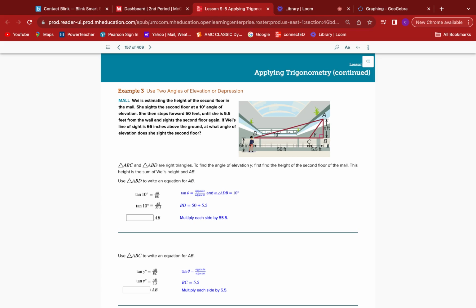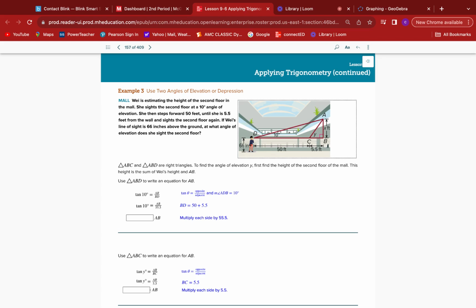All right, Way is estimating the height of a 2nd floor in the mall. She sights the 2nd floor at a 10-degree angle of elevation. Then she steps forward 50 feet until she is 5.5 feet from the wall. So she's standing right here where C is, because that would be within 5.5 from the wall. She sights the 2nd floor again. If Way's line of sight is 66 inches above the ground, that's right there. What is the angle of elevation?